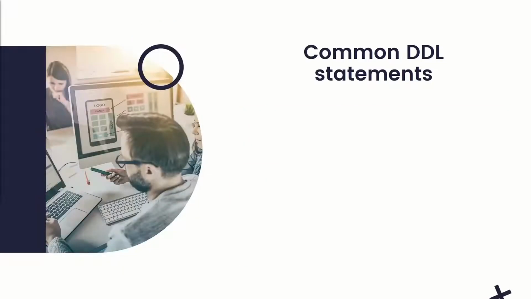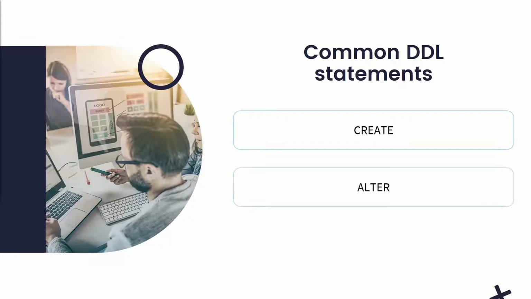So let's explore some of these common DDL statements or commands in a little bit of detail. First, we have create. Now, create allows us to create a schema object from scratch. And this again includes things such as views and tables. In today's lesson, we're going to create our very first table so that we can add data to that table in our next lesson.